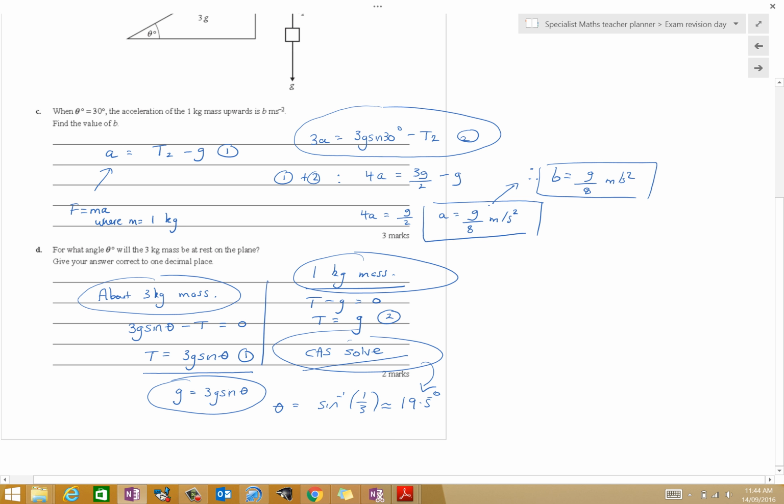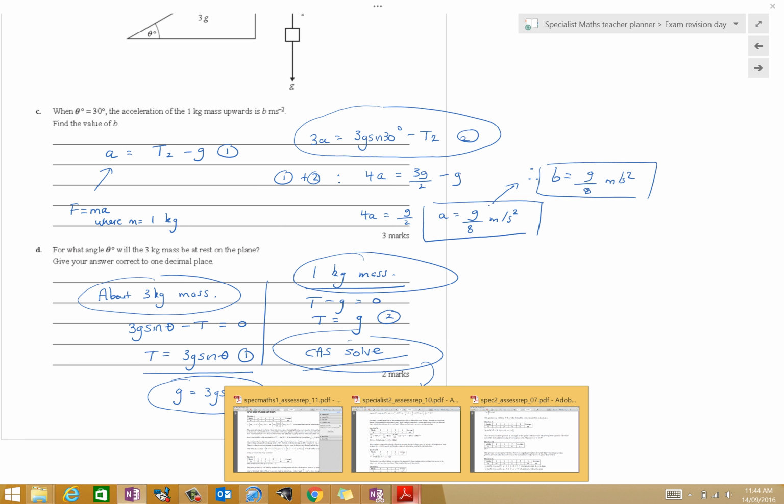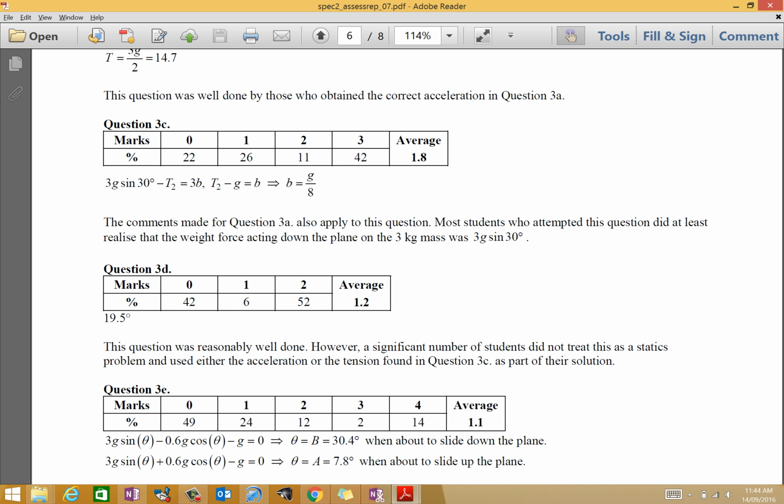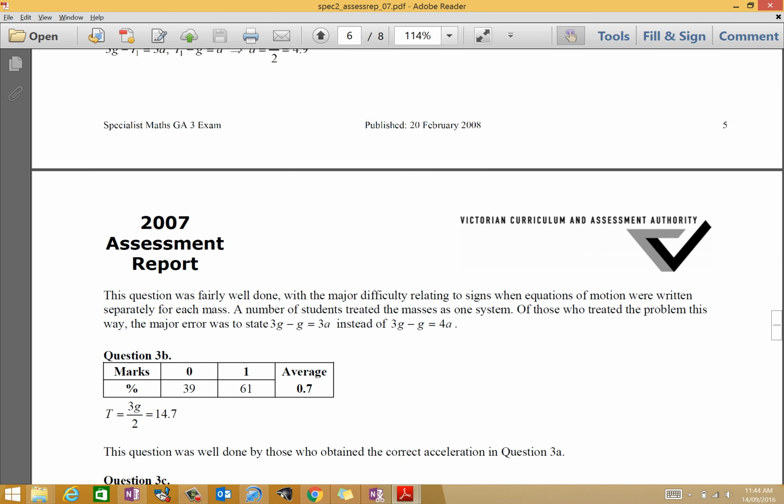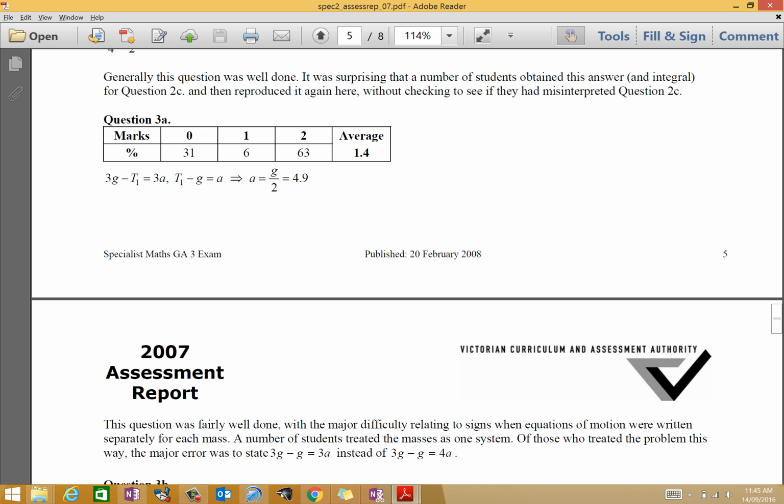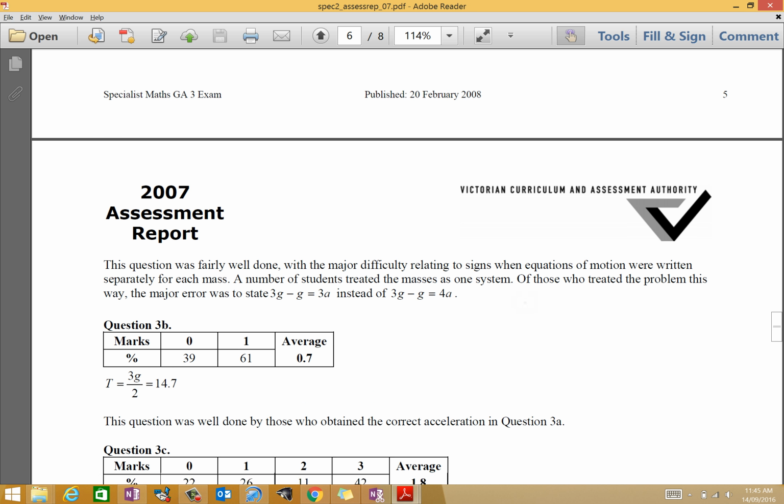Okay, now as I was saying, look at the, I think this was the 2007 exam. If we have a look, part A was clearly done fairly well. But look at that, 31% of students would have screwed up the sign and they wouldn't have been able to add the 2 equations and cancel out the t's. So if you're dropping these marks, then you clearly haven't studied hard enough on this. Connected particles are very straightforward. This example in particular.